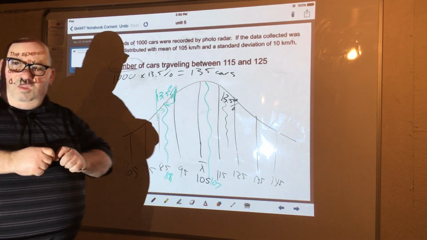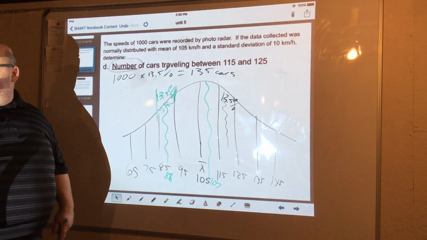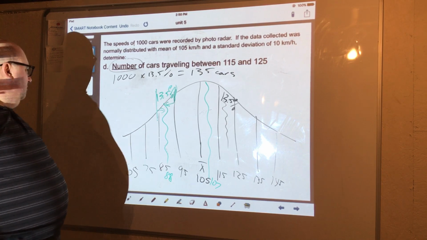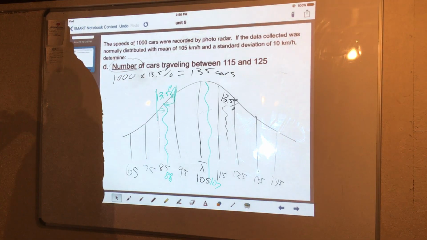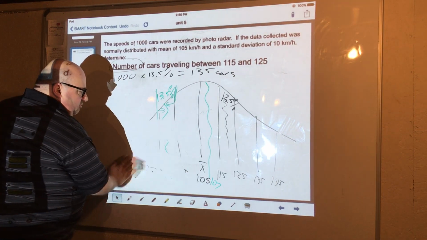So this is our next unit, or our next section, which is on Z-scores. The Z-scores will allow us to find those kinds of things, all right? Now, any questions about this? No. Okay. Pretty straightforward.